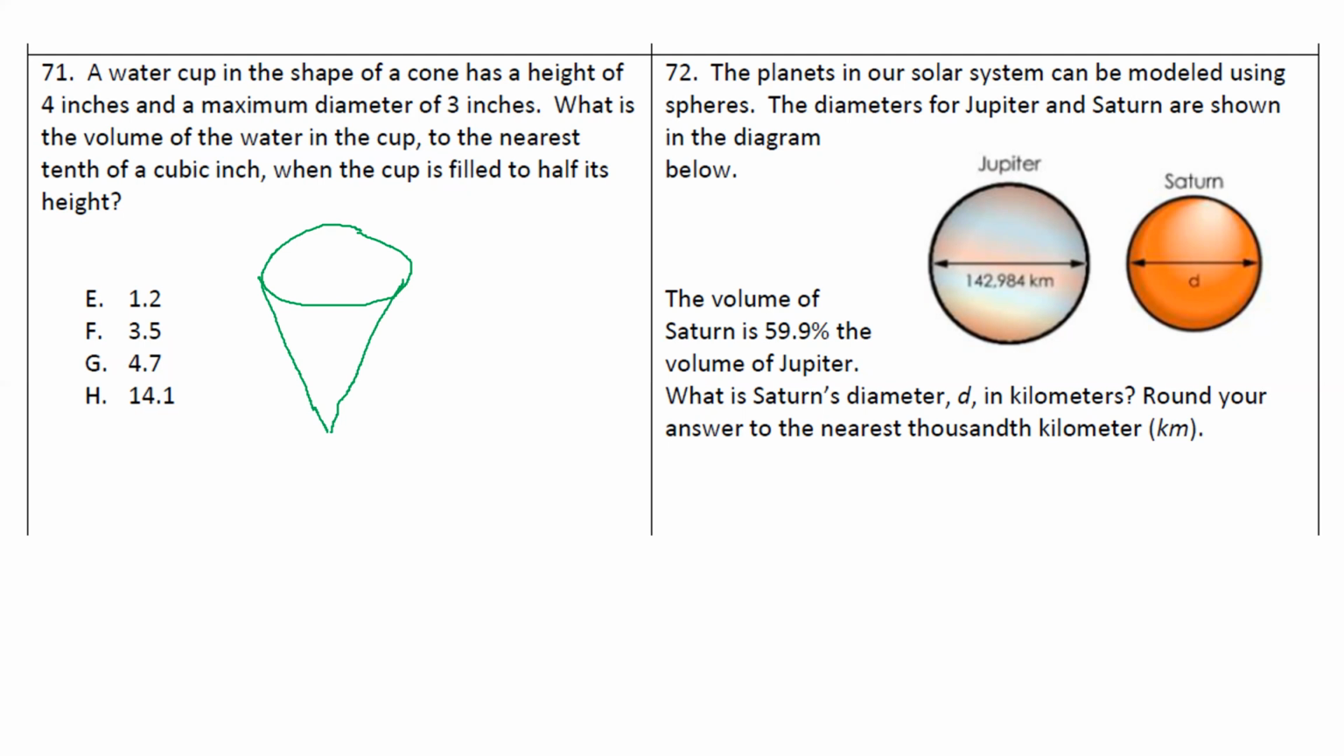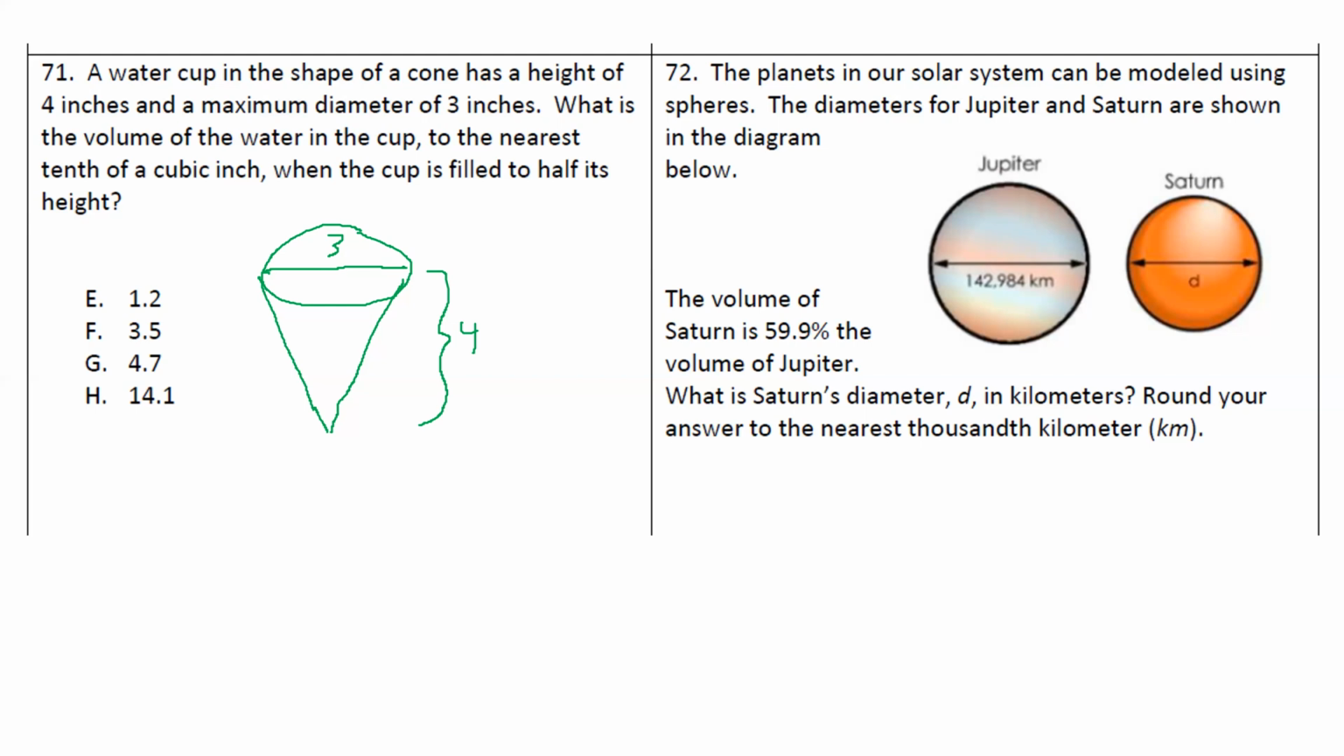They said that the cone has a maximum diameter all the way across right here of 4. And then they said that the height of the cup is, whoops, sorry. The diameter is 3. The height is 4. Let me make that look better. All right, so again, height is 4, diameter is 3. What is the volume of water in the cup to the nearest 1/10?